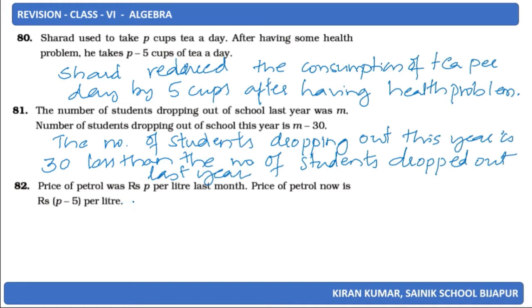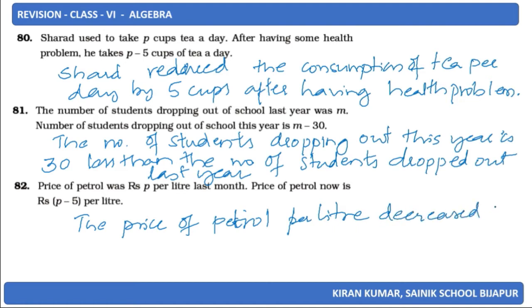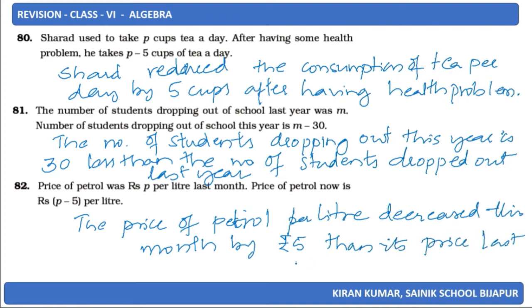82nd. The price of petrol was rupees p per liter last month. The price of petrol now is p minus 5 per liter. The price of petrol per liter decreased this month by rupees 5 than its price last month.